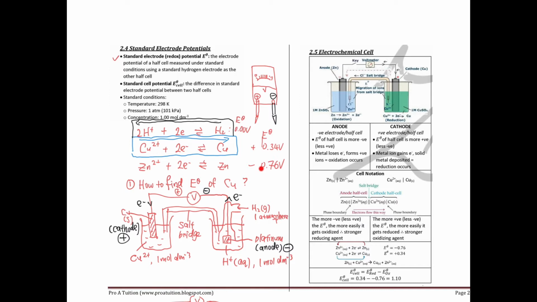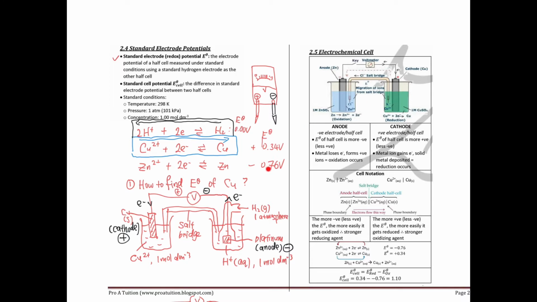So in order to find out who is going through oxidation and who is going through reduction, the way is you compare who is more positive. The one that is more positive tends to go forward. That means copper 2 plus tends to receive electrons to become copper. As you can see here, copper 2 plus receives electrons to become copper. This is a reduction reaction as they receive electrons. So the one with the more positive E theta goes through reduction.